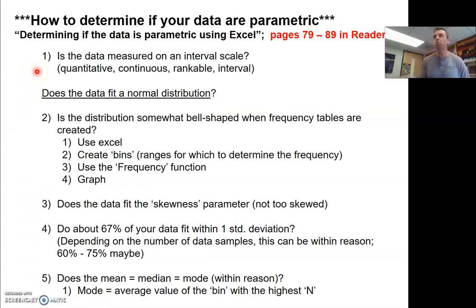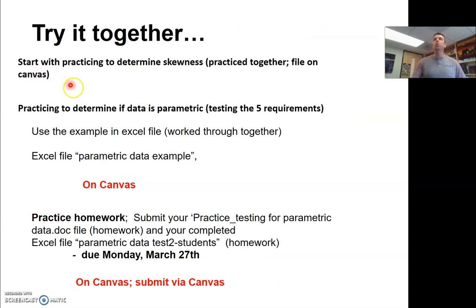And remember, this is an important thing to test first, because you should use parametric stats if your data is parametric, but you cannot use parametric stats if your data is not. All right? So we're going to try it together. We're going to start with practicing how to determine skewness. So that's the next part of this module. And then I will walk you through all those different parts to determine if the data is parametric.